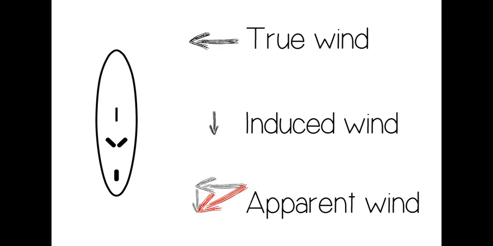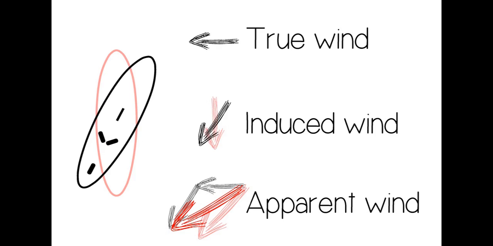When sailing slower, the induced wind will be smaller, and so the apparent wind will shift more to the true wind. When sailing faster, the induced wind will be larger, and so the apparent wind will shift more to the induced wind. When pointing more upwind, the apparent wind will be more similar to the true wind.